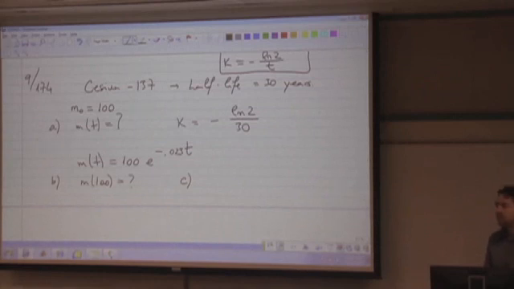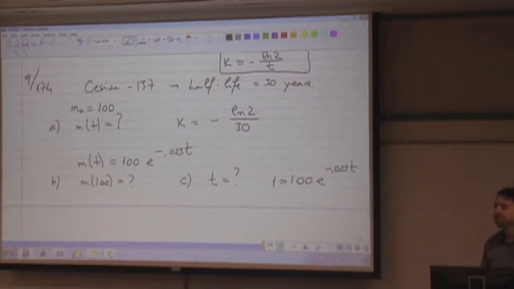So what do we need to do here? We need to figure out what t is, right? It's because it says after how long. And what do we know? 1 has to equal 100 e^(-0.023 t), right? And I'm assuming you can all solve for t from here?